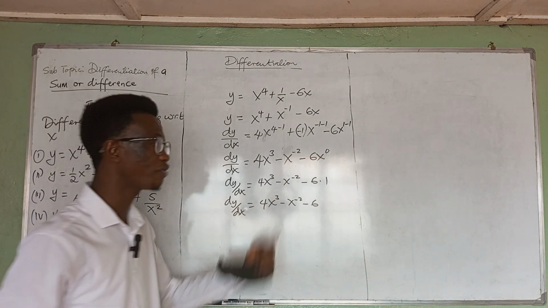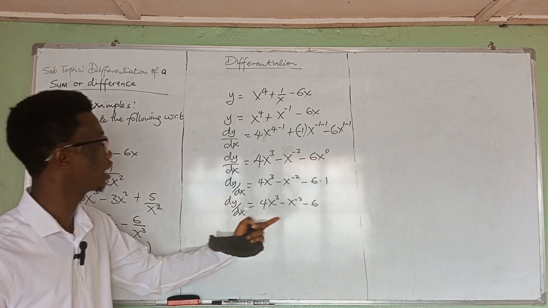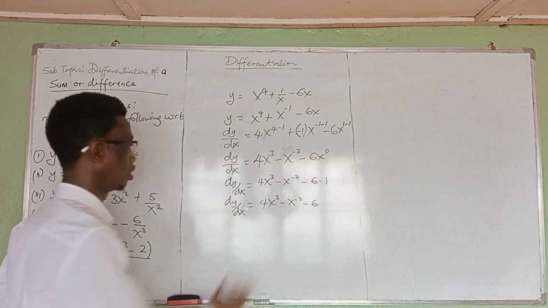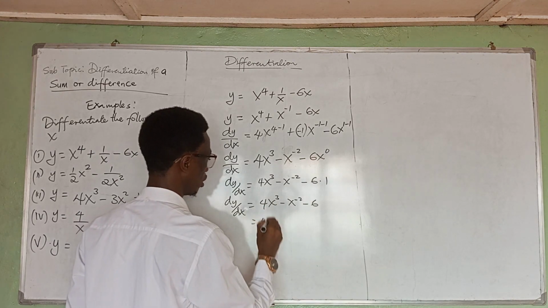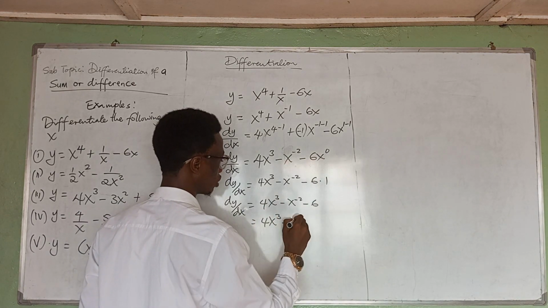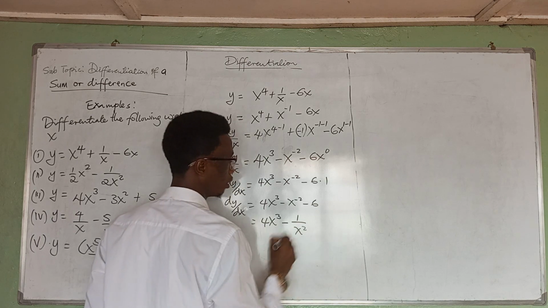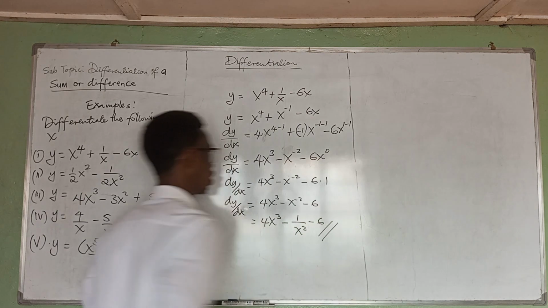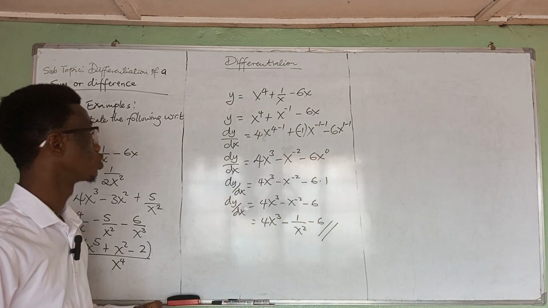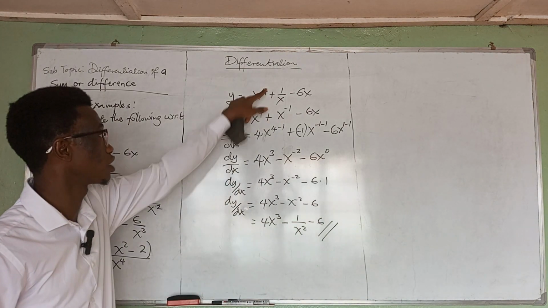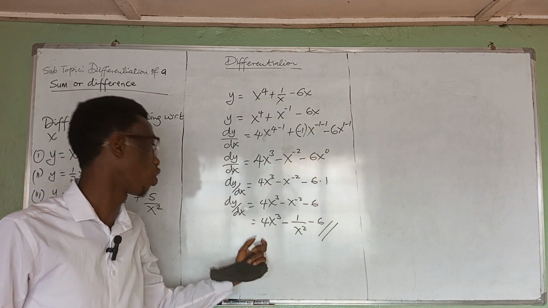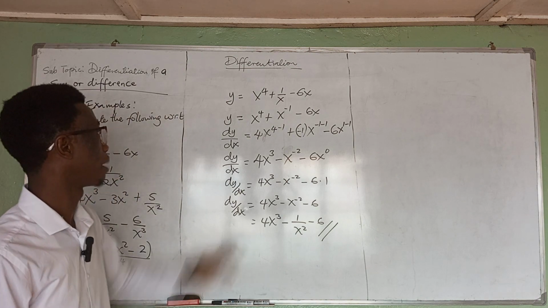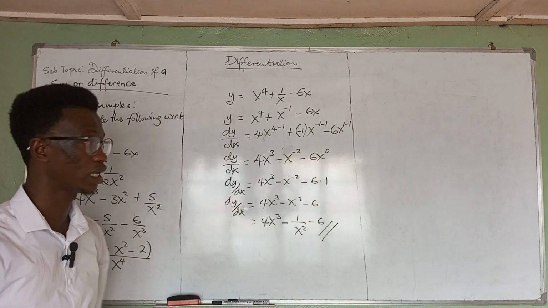But again, after differentiating, you have to take your final answer back to this form. If it was a fraction, change it back to a fraction. So for us to do that, this becomes 4x raised to the power 3 minus 1 over x squared, minus 6. That becomes your answer to this problem. So y equals x raised to the power 4 plus 1 over x minus 6x becomes 4x cubed minus 1 over x squared minus 6. So if I'm differentiating this one with respect to x, that's it.